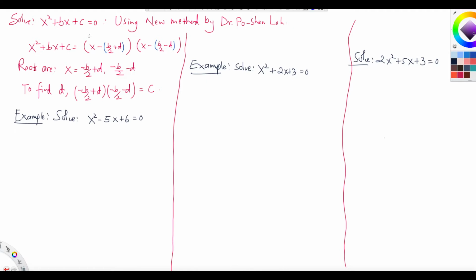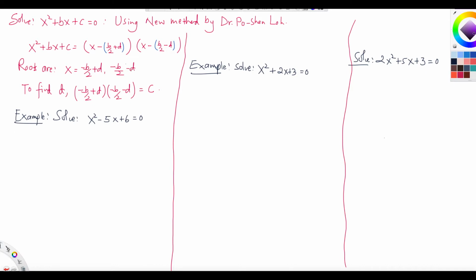Okay, so this method is proposed by Dr. Po-Shen Loh from Carnegie Mellon University. The basic idea behind this method is that x squared plus bx plus c can be written as the product of two factors: x minus (negative b over 2 plus d), and x minus (negative b over 2 minus d). From these, the roots are x equals negative b half plus d and x equals negative b half minus d. But how do I find d?